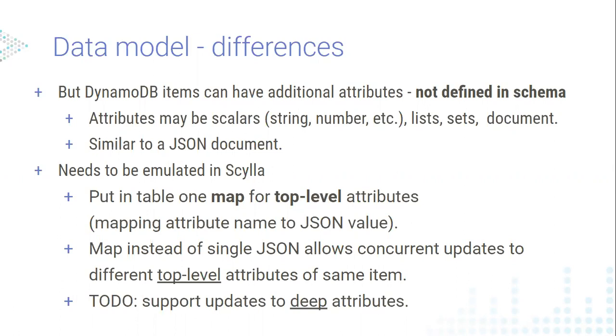Something we still need to finish before the GA is to allow updates deep inside the JSON documents, which is currently not done yet, but we will do it. We notice that most applications don't do this, but to support the DynamoDB API, we have to also implement this.